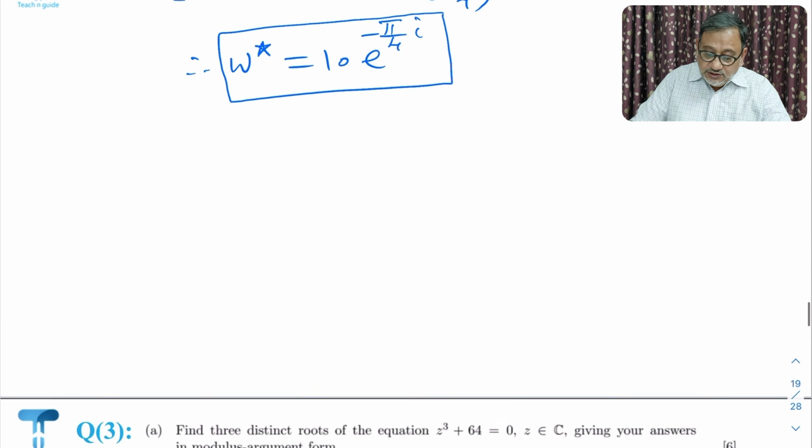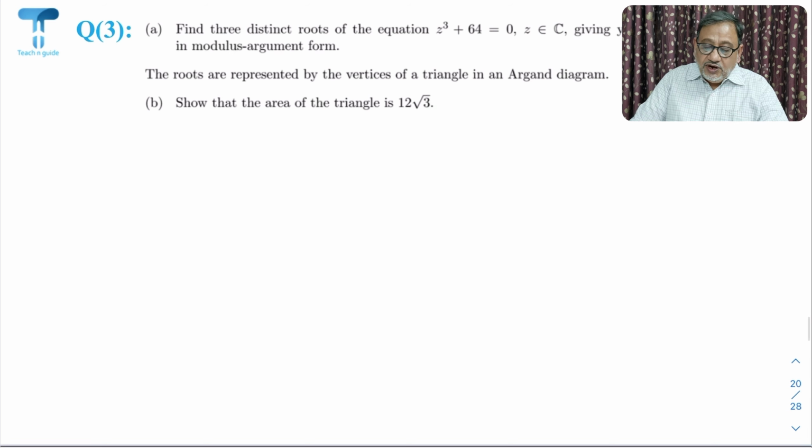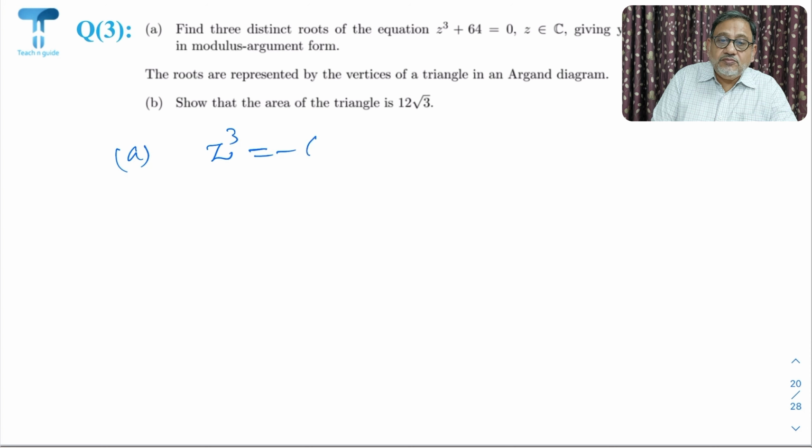Now the next question, third question, I will stop after the third question. Find three distinct roots of the equation z cube is equal to minus 64. Okay. Now we will start with that. z cube is equal to minus 64. Now we will write it in the modulus and argument form. So look here, there will be no imaginary part. So we can use argument as pi.